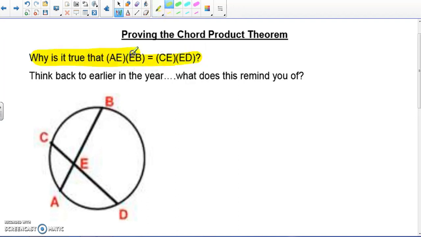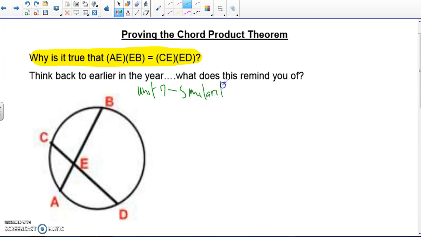We see the end result that we want is to prove that AE times EB equals CE times ED. So I'm kind of giving you the answer, and we want to figure out how we got to that answer. So if we think back to earlier in the year, this is a Unit 7 topic, similarity.